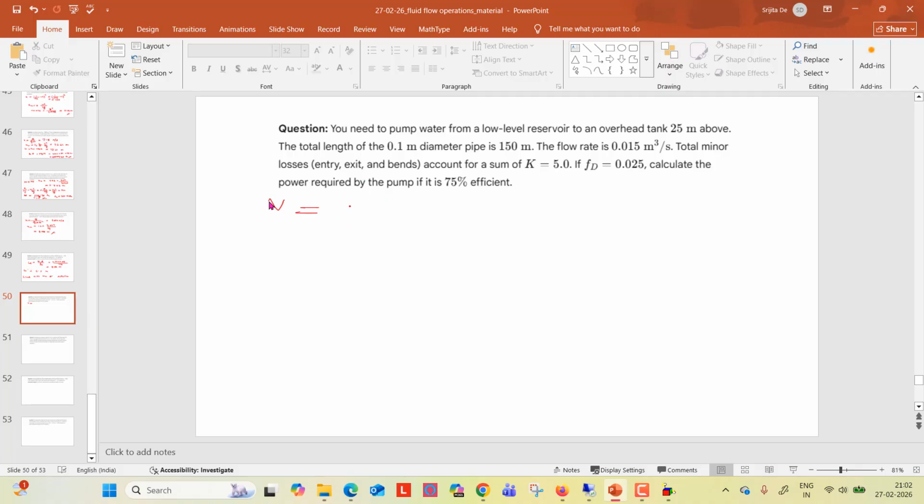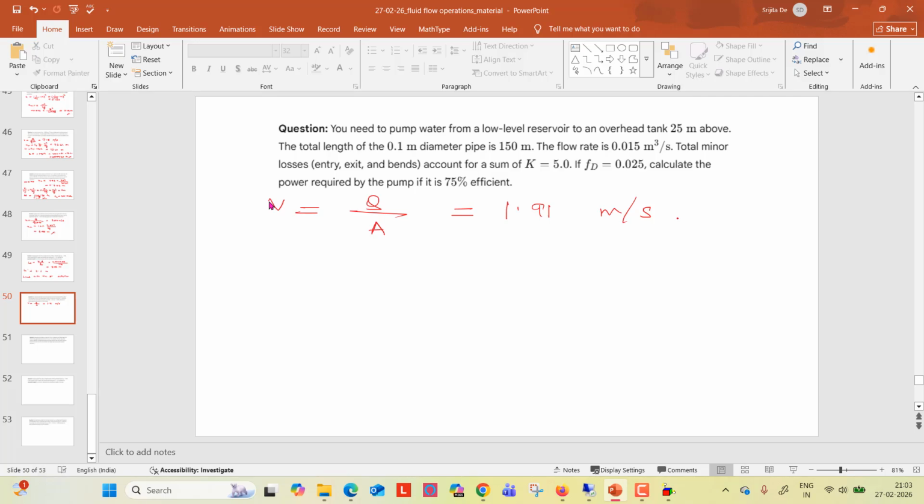So you remember this comes from Q by A. So Q by A, Q is given as 0.015 meter cube, A is pi by 4 d square, d is given 0.1 meter. So it is coming as 1.91 meter per second. Tell me if the calculation is right or wrong, by checking on your own. Okay, I am just writing.